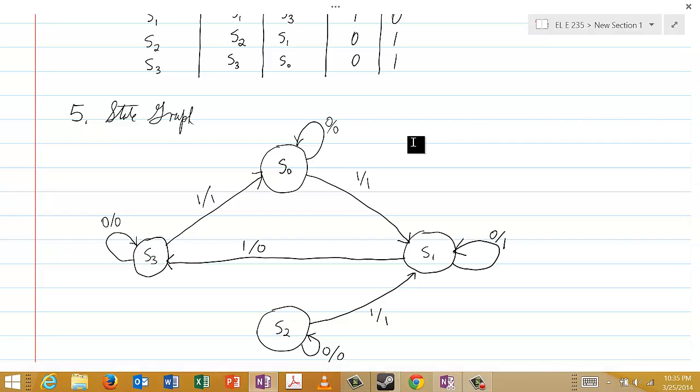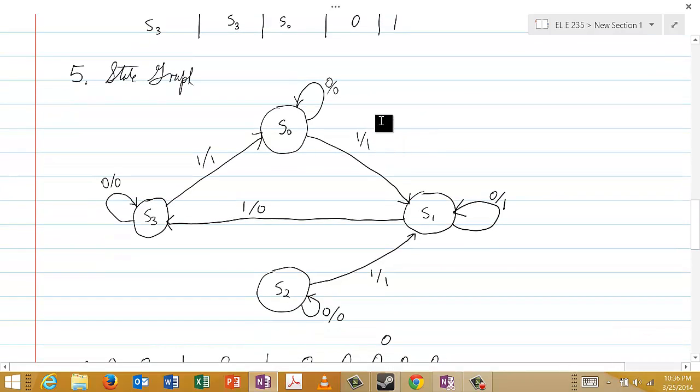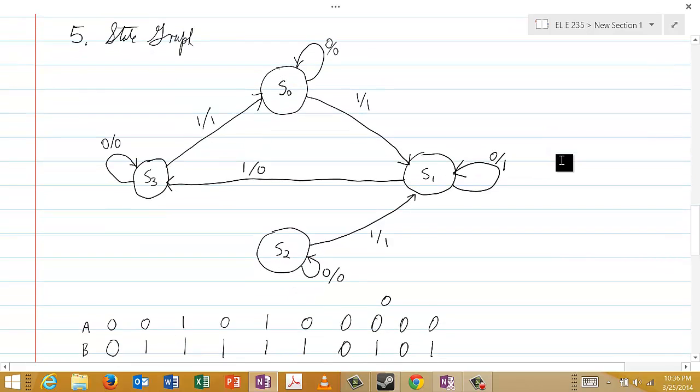Now, once again, if you're trying to follow along and your book labels the states differently, so the state graph will look different, that's okay. The circuits will work in the same way.